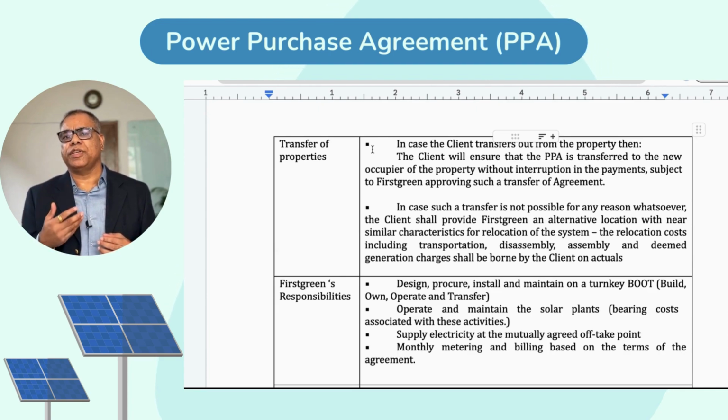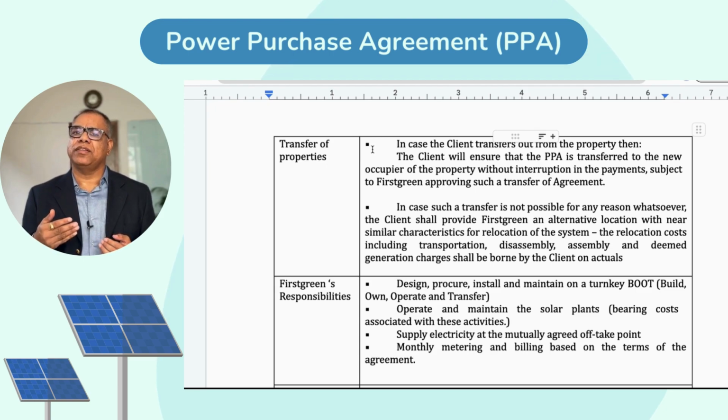One more important term is the transfer of properties. So how do you transfer your assets? As we discussed, if the PPA is for 25 years, then there is no residual life of the assets. But if the PPA is for 10 years, 15 years or 20 years, then there is a residual life associated with the project. If you are not taking any advance payment, then you can define in your PPA what is going to be the end value of your project.